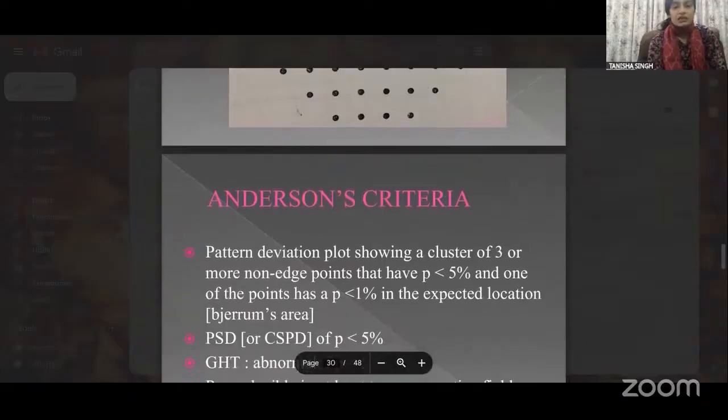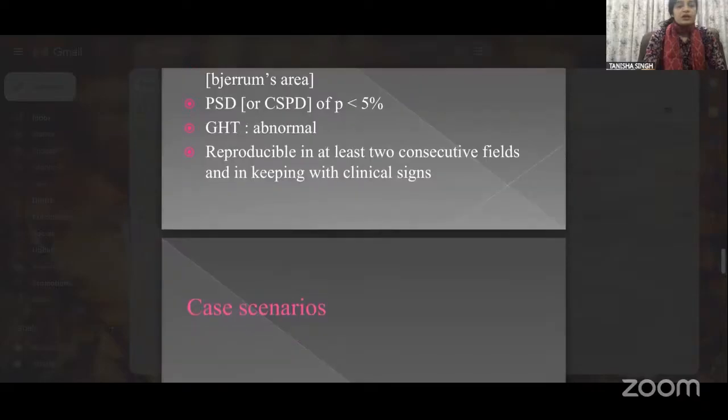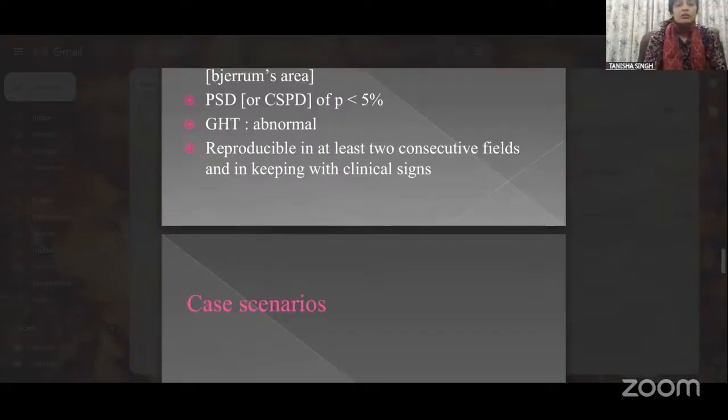For the PEG, the Anderson's criteria is very important from their exam point of view and also to understand. So pattern deviation plot showing a cluster of 3 or more non-edge points. Non-edge points is to be focused on that have a p-value of less than 5% and one of which has a p-value of less than 1% in the expected location, that is the Bjerrum's area. And a PSD or a corrected PSD of less than 5%, and a GHT reading abnormal. Plus, a reproducibility in at least 2 consecutive fields is to be kept in mind.